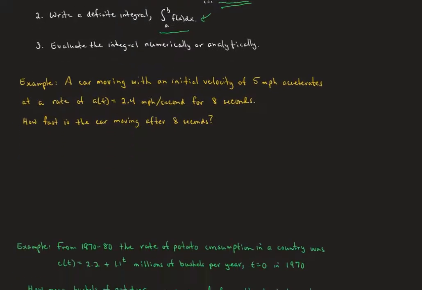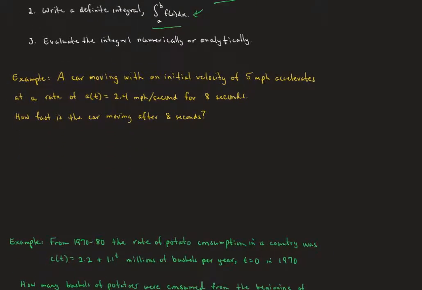So here is an example. The car is moving with an initial velocity of 5 miles per hour. So our velocity at time 0 is 5. And we are accelerating at a rate, and this is now our acceleration, of 2.4 miles per hour per second. So that's kind of a strange unit there, for 8 seconds. And we want to know then how fast is the car moving after those 8 seconds.